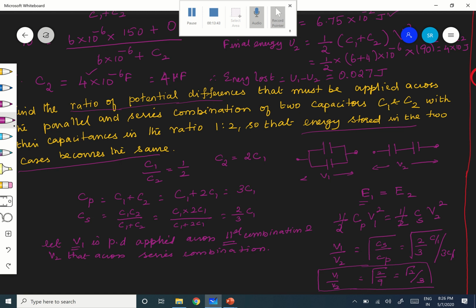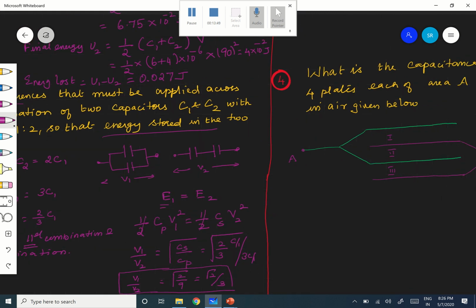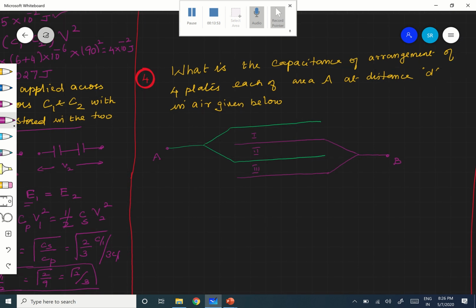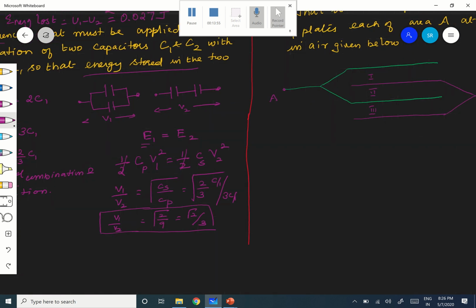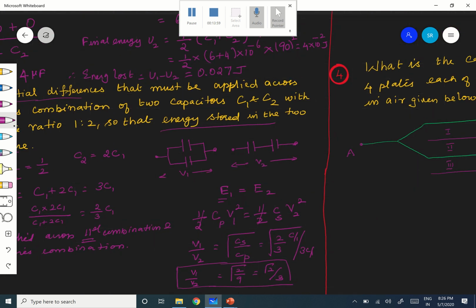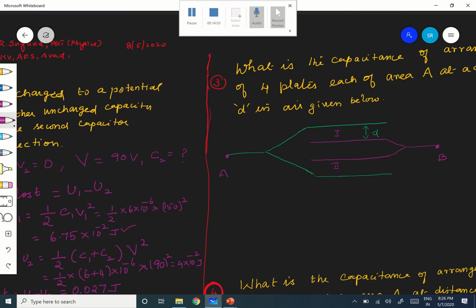Next one. These are all board questions. I am selecting only the questions which are often asked. So, now the next one is the third problem. There should be one more problem. Third problem. See, this is very interesting.